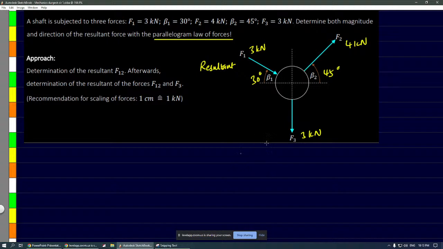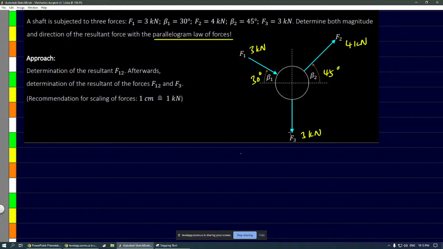Lami's theorem we can apply only when there are exactly three bodies and the object should be in equilibrium. So this object is not in equilibrium. He's telling it's not in equilibrium. That means we have to find the resultant, right? Even I made the same mistake. So this is not the resultant.